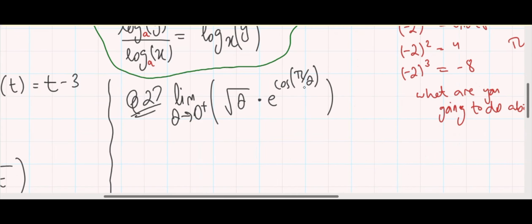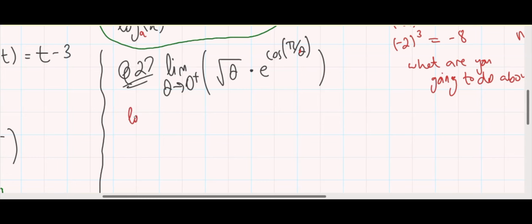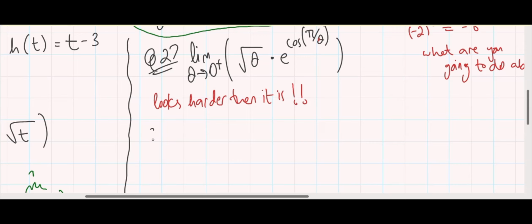Looks really hard, is very easy. I'm saying it again: it looks very hard, is really easy. Right? You're like, oh my god, under root theta multiplied by exponent of cos pi upon theta. Why did they have to put pi in there? Oh my god, that's so hard. No, it's actually very easy, right?